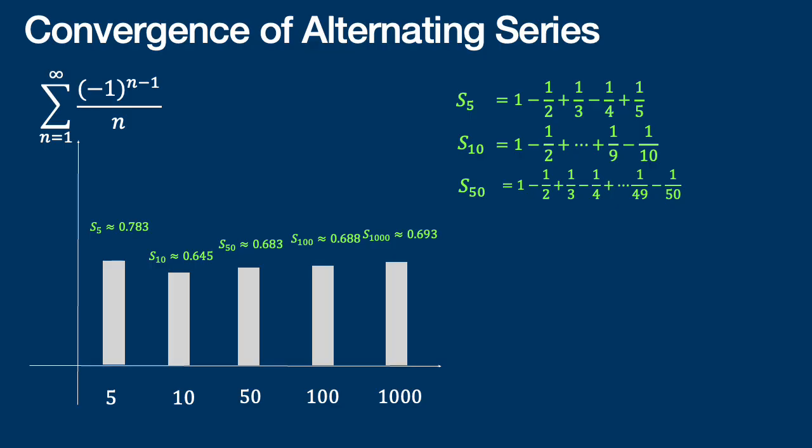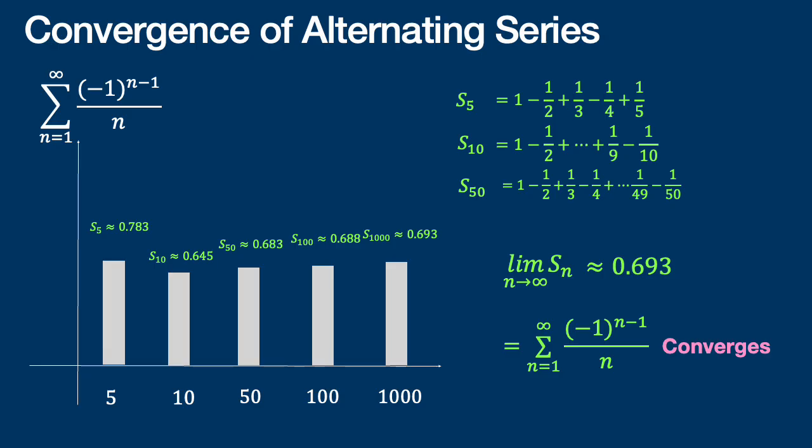0.693. Can you see the limit of the partial sums? It's getting close to 0.693, which means this series is going to converge. This alternating series converges based on the partial sums. So let's compare this alternating series to the harmonic series we studied.